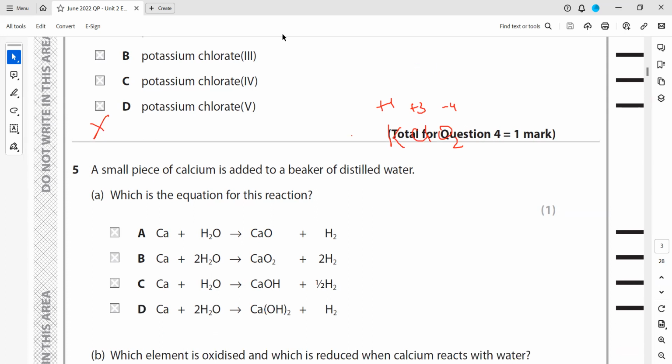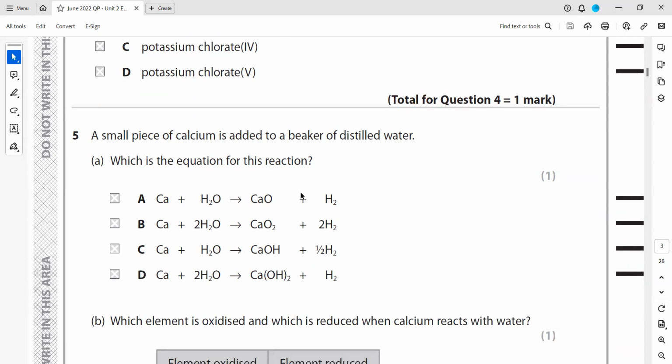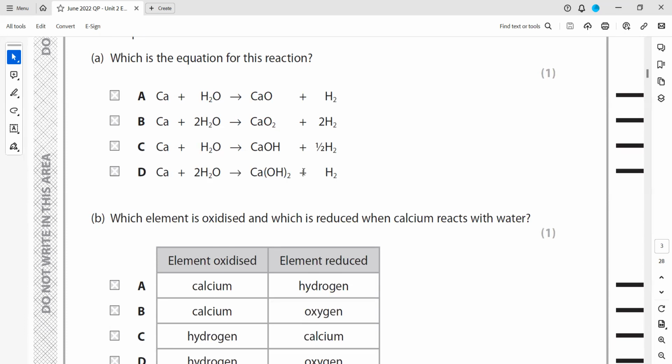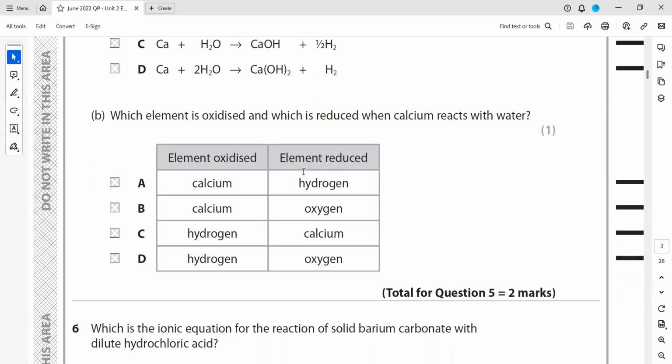Small pieces of calcium are added to a beaker. So whenever a metal is added to water, it will form a metal hydroxide plus hydrogen. So calcium as a metal reacted with water to form calcium hydroxide. This is calcium hydroxide written, but the formula is incorrect. So calcium reacts with water to give calcium hydroxide plus hydrogen. But if it was magnesium, because it does not react readily, it will form magnesium oxide plus hydrogen.